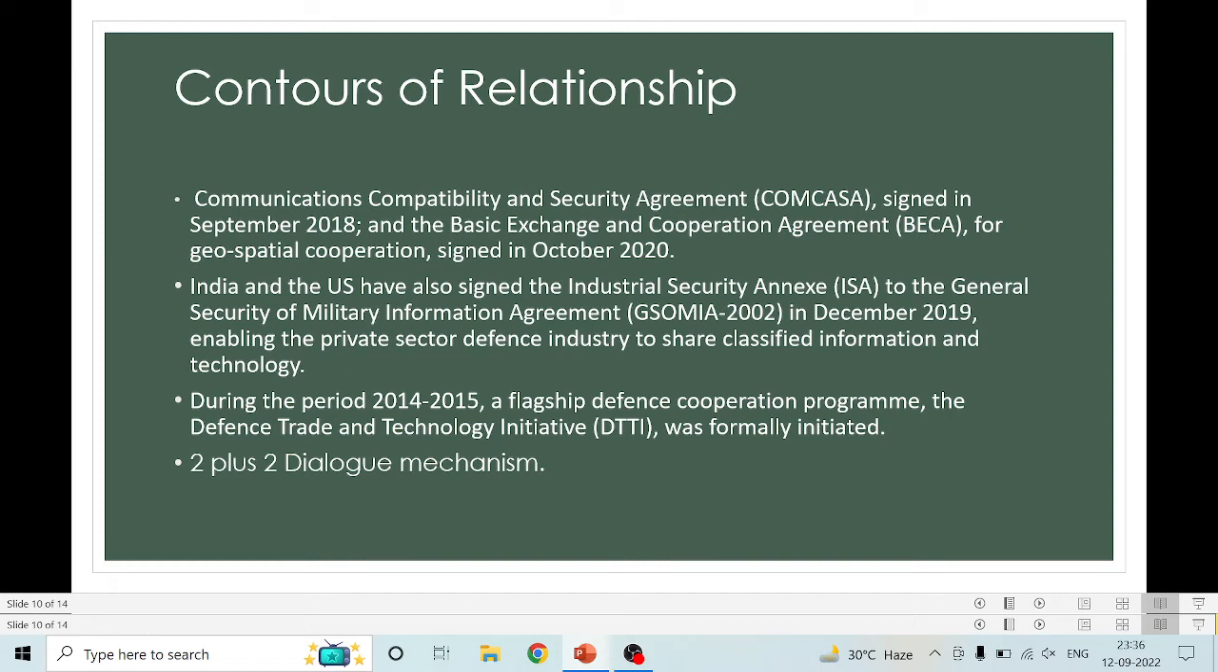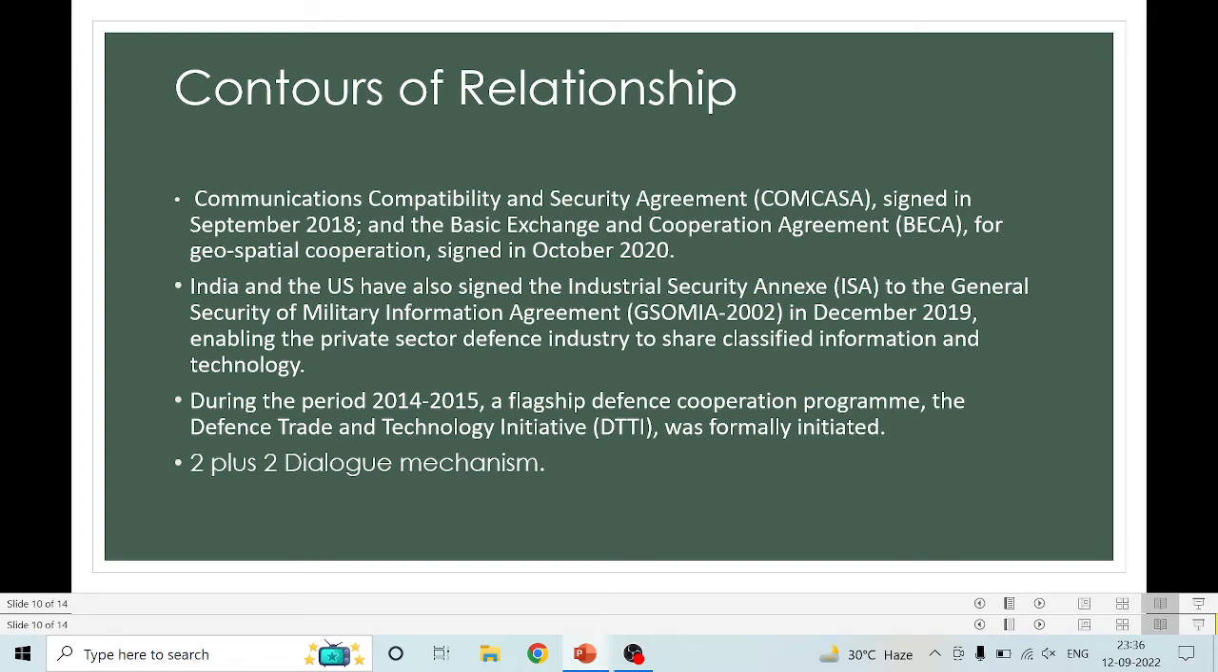So it enabled the private sector defense industry to share classified information and technology. So a kind of technology transfer could take place. Then back in 2014-15, the flagship defense cooperation program, the Defense Trade and Technology Initiative, was formally initiated, though talks had been going on for so many years.